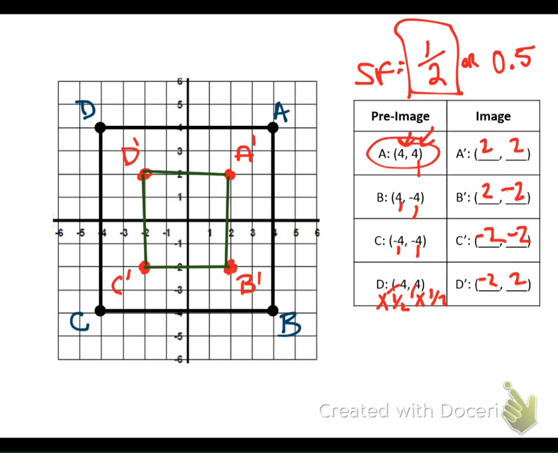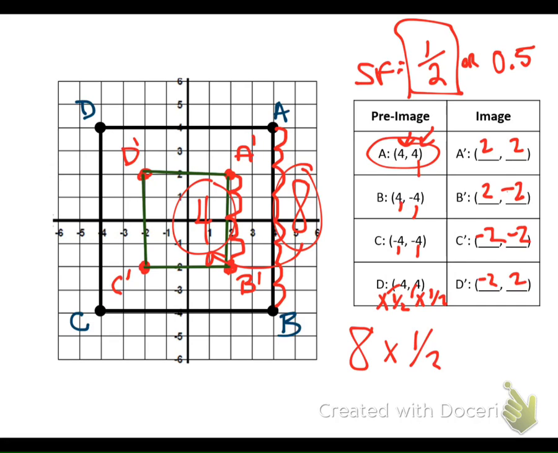Now, one other thing to take a look at is my side lengths. Let's look at our original side length. I started out as 1, 2, 3, 4, 5, 6, 7, 8. Started out as 8 long, and remember this is a square, so all my sides were 8 long. Now if I look at my new reduced square, I have 1, 2, 3, 4. So you notice my side length also cut in half, because 8 times 1/2 is also 4. So our reductions not only affect the points, but they affect the side lengths.